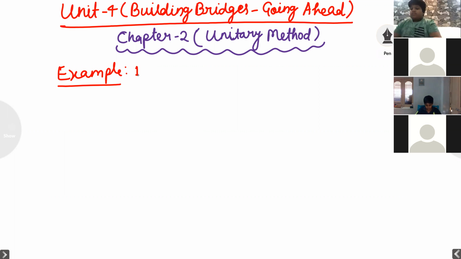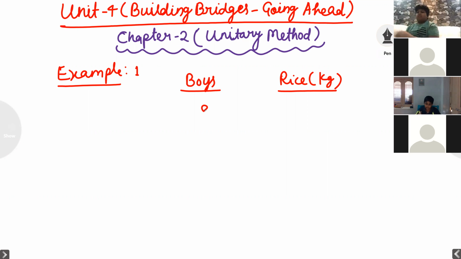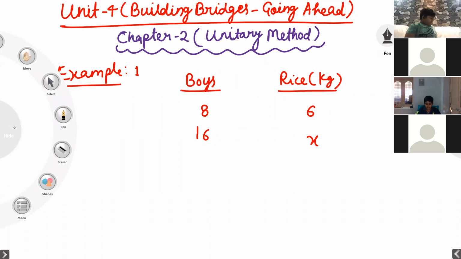If 8 boys can consume 6 kg of rice, one side is boys and the second side is rice in kg. How many boys? 8 boys. They are consuming 6 kg rice. 16 boys. Here, with the help of common sense also we can say the answer. Boys are 8, 16. Boys are becoming double. Then rice will be double or not? 12 kg. But this question we want to solve by using direct proportion.